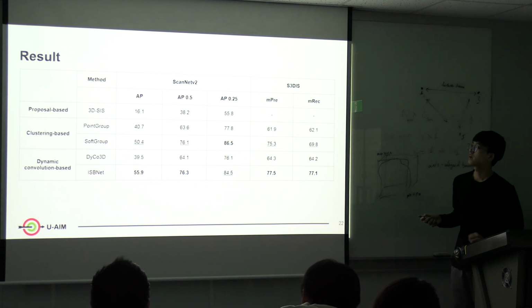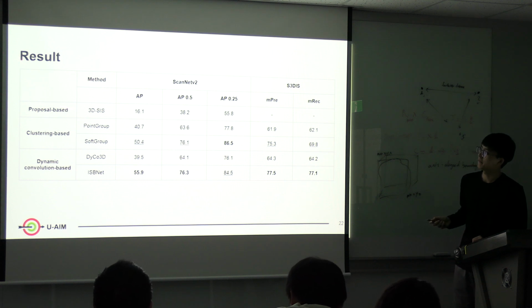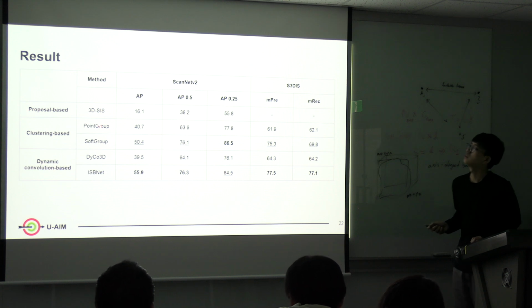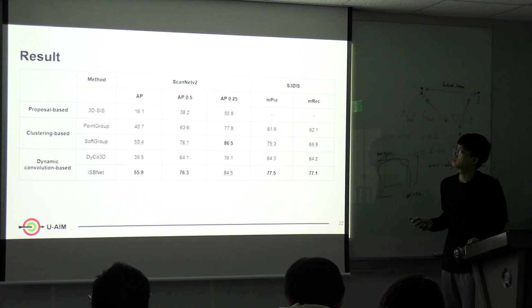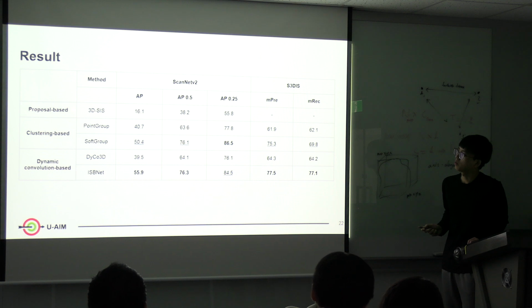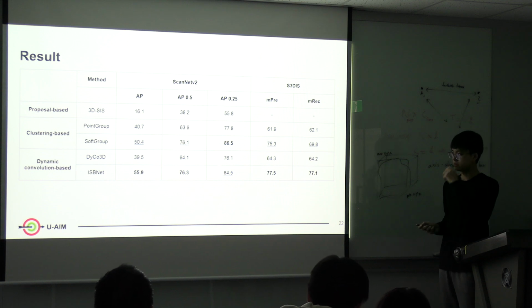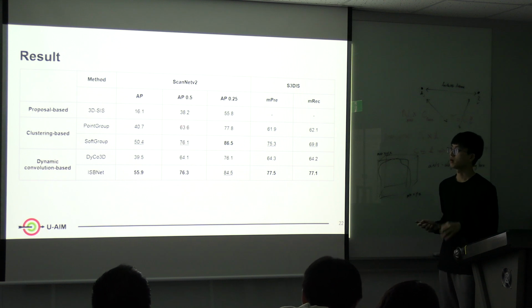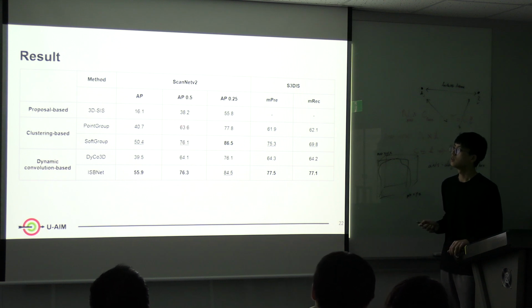So for the result, I report here for the big paper in the three approaches, 3 methods, for the two ScanNet and S3DIS datasets. You will see here the proposal-based method, using the polymorph proposal and after that refining that polymorph result to get the instance map.